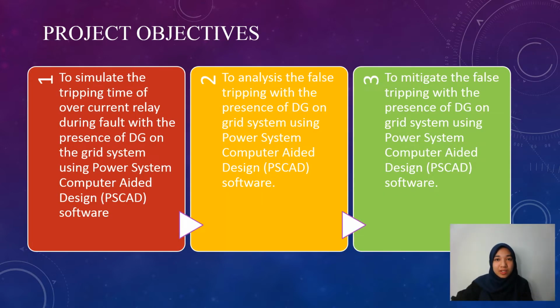So this is my project objective. The first one is to simulate the tripping time of overcurrent relay during fault with the presence of DG on the grid system by PSCAD. Second, to analyse the fault tripping with the presence of DG using Power System Computer Aided Design, PSCAD, software. The third is to mitigate the fault tripping with the presence of DG using PSCAD.